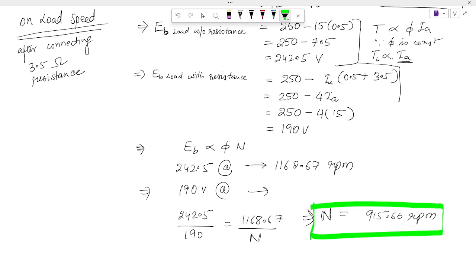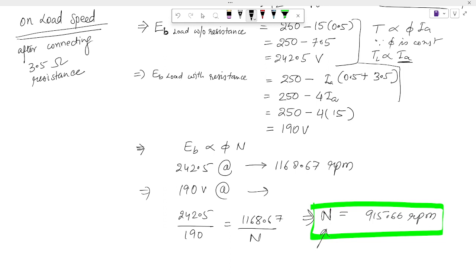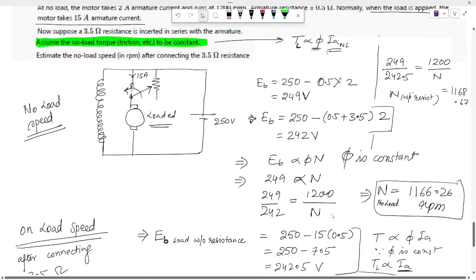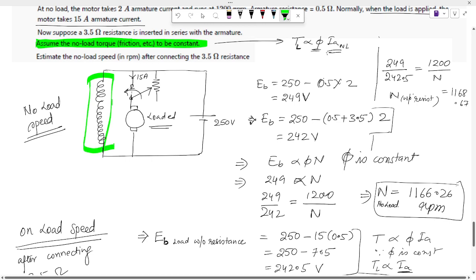Sir, this is speed at load. Load with resistance. Okay, in both the cases phi is always constant. Yes, because we are not disturbing this, we are not at all disturbing this, na? Okay.